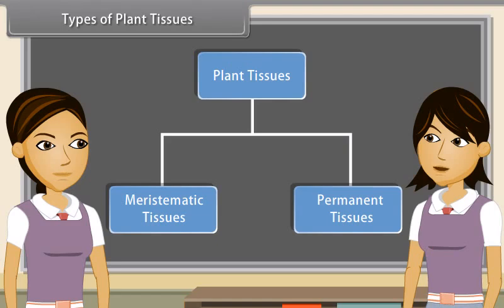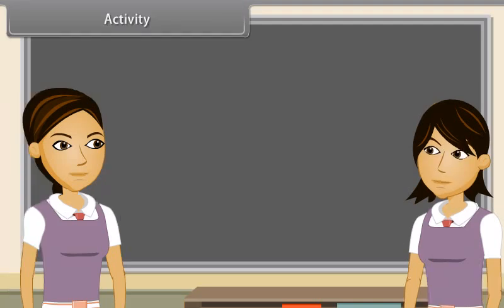While those tissues which are derived from meristematic tissues but have lost the power of division and have attained their definite forms are permanent tissues. Activity. We can prove that meristematic tissues are found in specific regions by doing an activity.